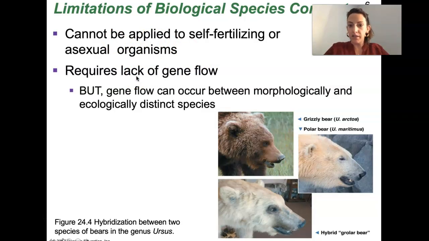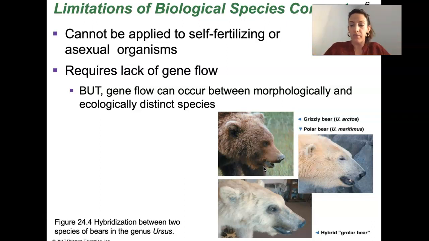And the other problem or other limitation of this concept is that it requires a lack of gene flow. But we just said gene flow can occur between morphologically and ecologically distinct species. So we've got grizzly bears, we've got polar bears. They can form a hybrid called a grolar bear. And this is a hybrid, right? So this is not showing lack of gene flow. There's gene flow. There's genes moving or combining between these two different species. So how do we bring that into our biological species concept?